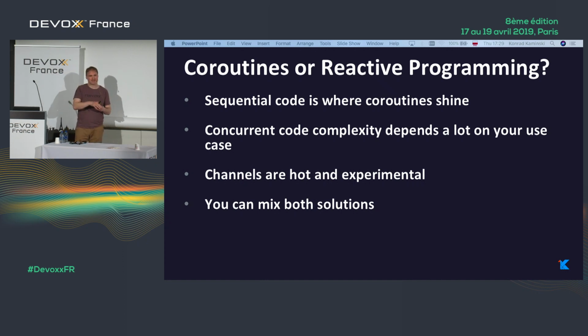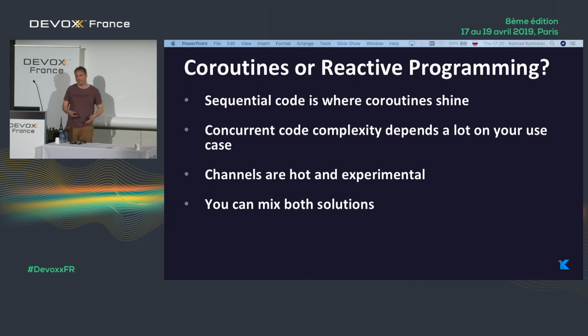So the takeaways from this presentation. If you have sequential code, then coroutines are almost 100% better than reactive libraries. If you have concurrent code, that depends on whether your code is complex or not. And you have to be aware that channels are now experimental. They are always hot streams, but the API will probably not change that much. And as always, you can mix both of these solutions, so you can pick the one that you want for the case you have.